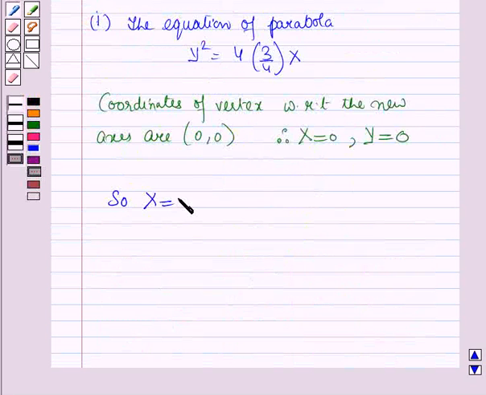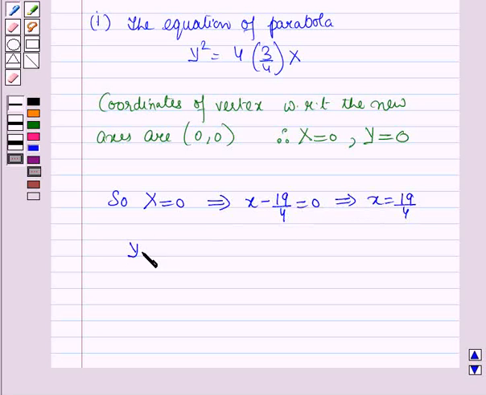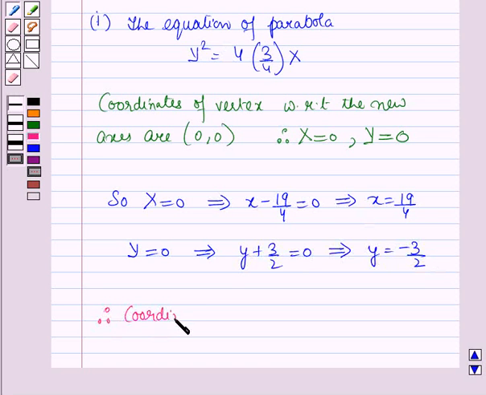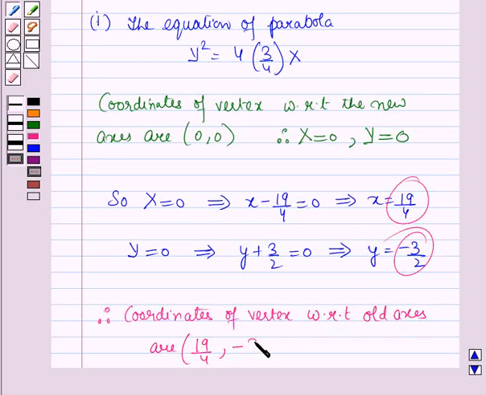So capital X is equal to 0 implies x minus 19 by 4 is equal to 0, which implies x is equal to 19 by 4, and capital Y is equal to 0 implies y plus 3 by 2 is equal to 0, which further implies y is equal to minus 3 by 2. Therefore, coordinates of vertex with respect to old axis are 19 by 4 and minus 3 by 2.